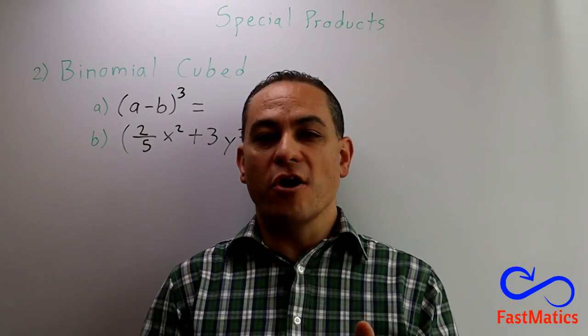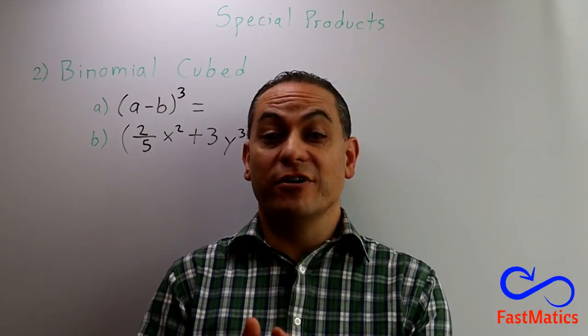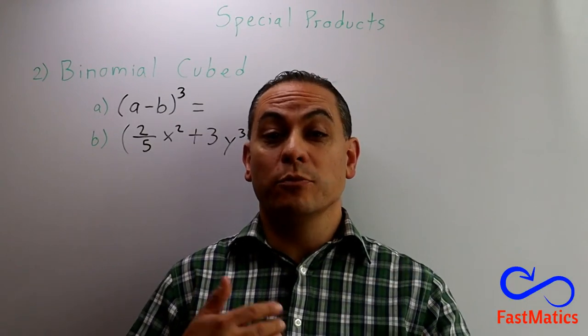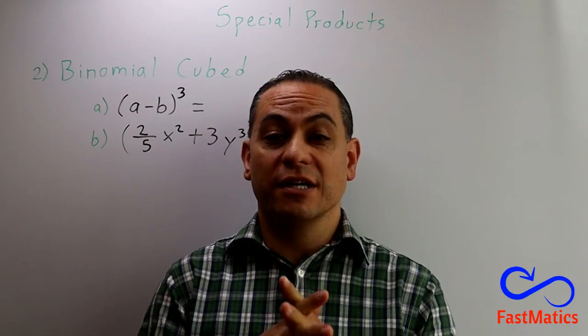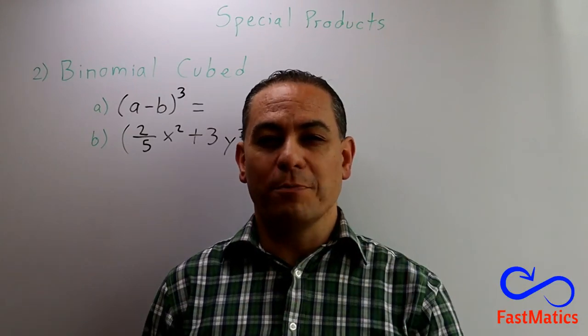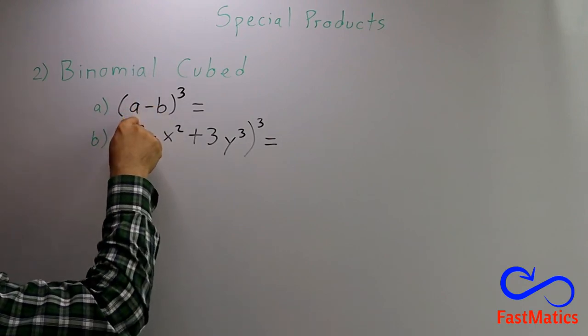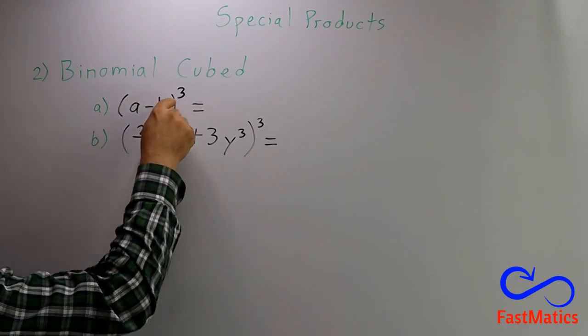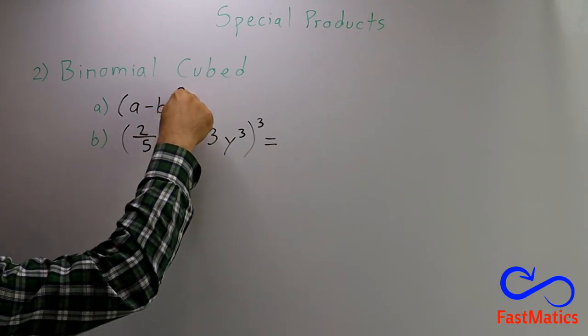Remember, those are multiplications that are very important that you memorize to get the answer very quickly. Let's go, please. The second case of special products is the binomial cube. How to identify it? Well, you're going to find one term separated by a sign of another term. And those terms are raised to the third power.